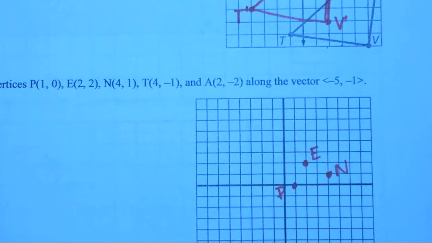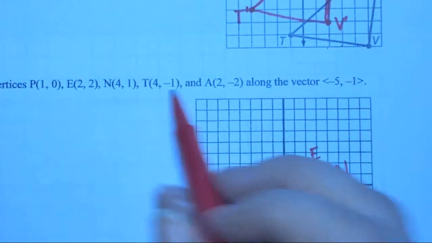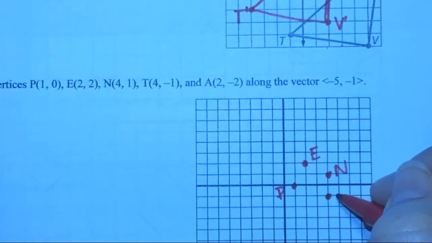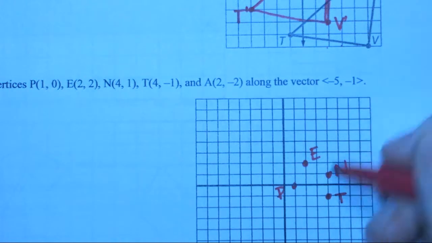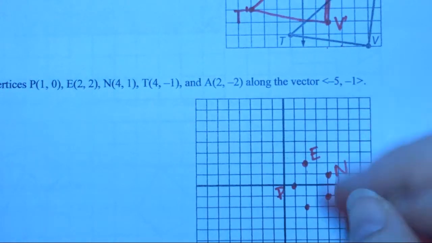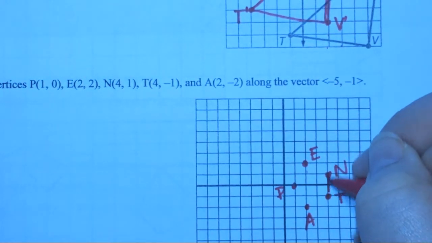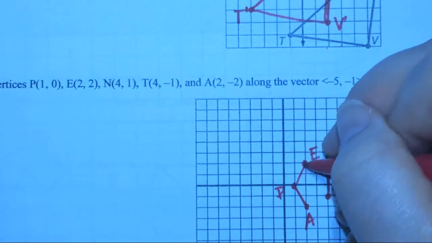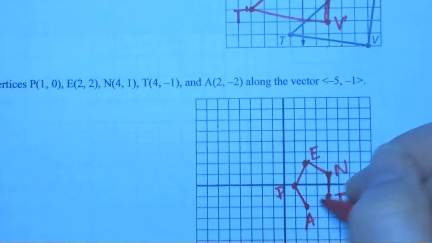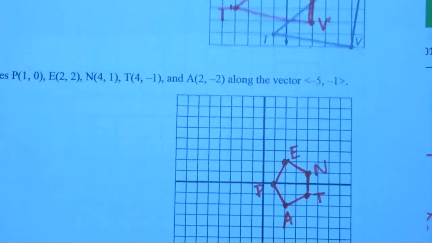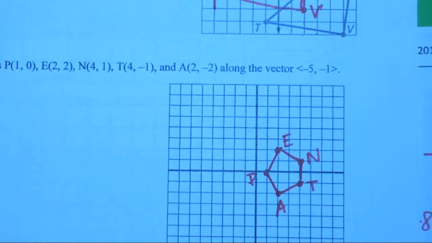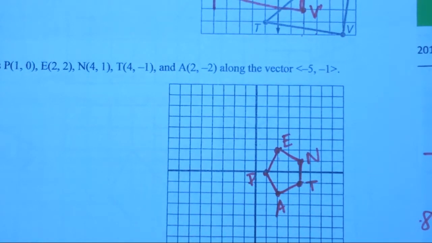Well, that was exciting. Okay, way more exciting than graphing this pentagon. T is at 4, negative 1. A is at 2, negative 2. Cute little pentagon. Again, on the test on Friday, there are, I think, 4 where you actually do it yourself, but most of them are multiple choice. So it's you spotting, did they do the right thing?